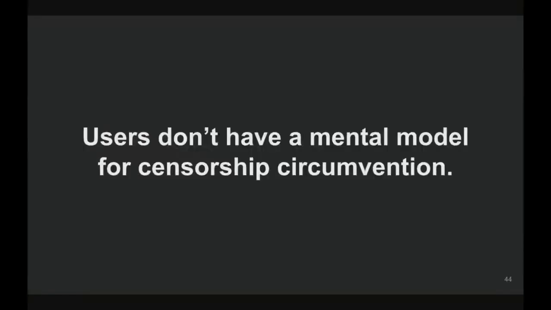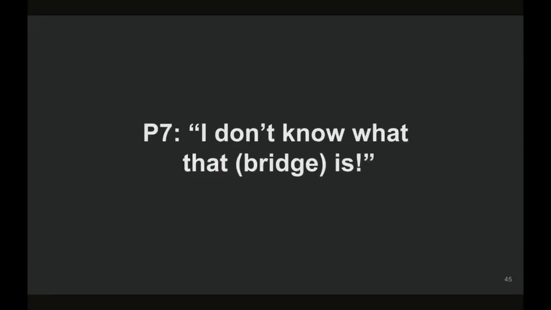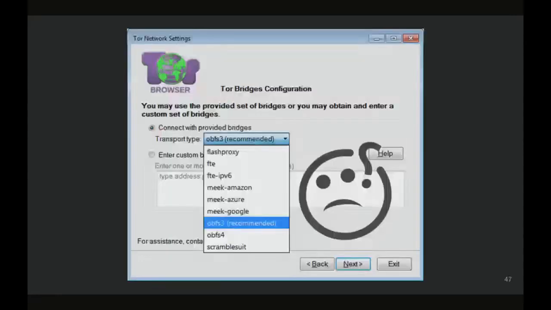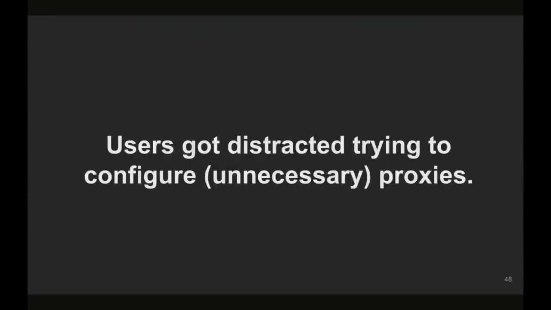The second thing we found out was that users don't have a mental model for censorship circumvention. They don't know what that is, and they don't know what any of those means, and they don't know what that means at all either. So I don't think it's actually fair to ask users to know Tor-specific concepts on first use. So we should work on a way to make this process easier for them.